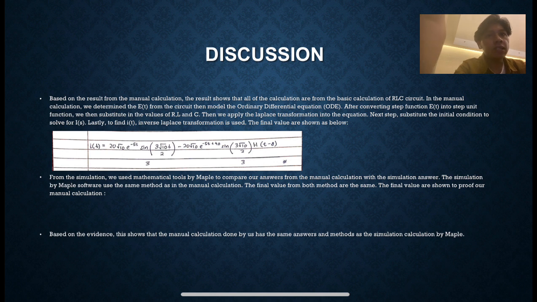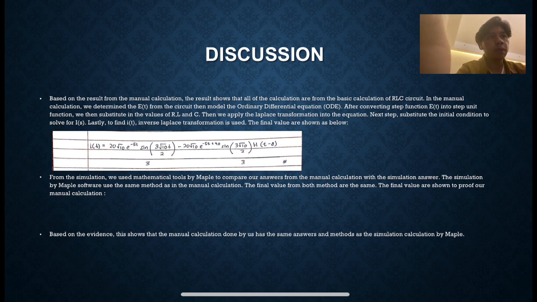Hello, for discussion based on the result that we get from the manual calculation. The result shows that all of the manual calculations use the basic calculation of an RLC circuit. In the manual calculation, first we determine the E(t) from the circuit and then the model of the ordinary differential equation. After it, we convert the step function into a unit step function. Then we substitute the values of resistance, inductor and also capacitor.